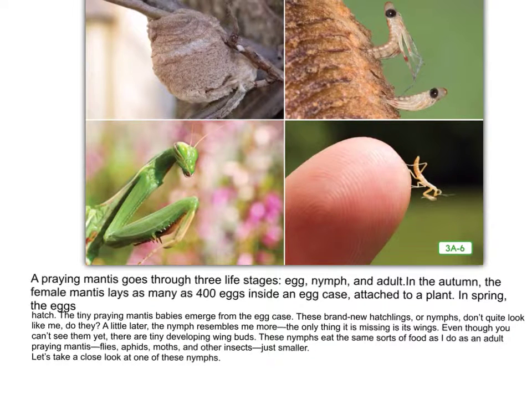A little later, the nymph resembles me more. The only thing that is missing is its wings. Even though you can't see them yet, there are tiny developing wing buds. These nymphs eat the same sorts of food as I do as an adult praying mantis: flies, aphids, moths, and other insects, just smaller. Let's take a close look at one of these nymphs.